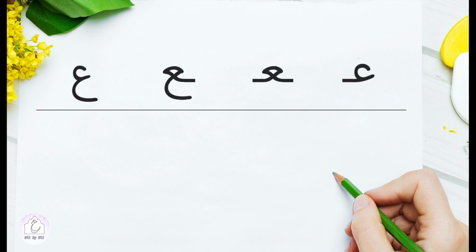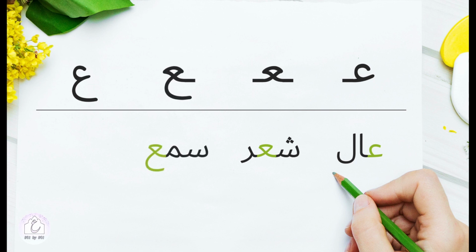In conclusion, ʻayn has four forms, depending on its position in a word and whether it's preceded by a non-connecting letter or not. There is the initial position, the medial, final, and the isolated form.